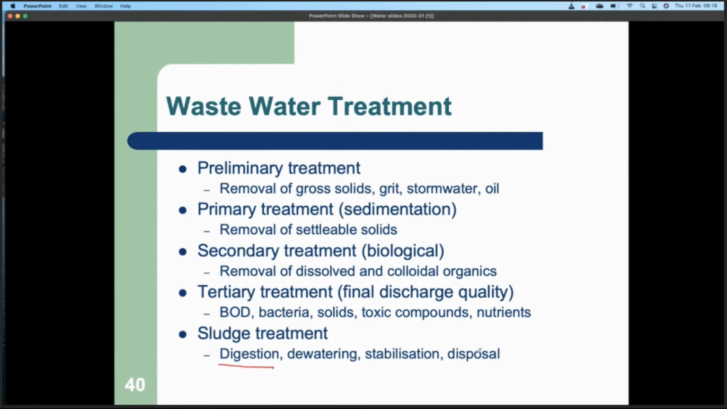Stabilization, I don't know. So the big thing that's missing here is, guess what's missing? Does anybody want to say something in the chat? What's happening a lot these days with sewage sludge?